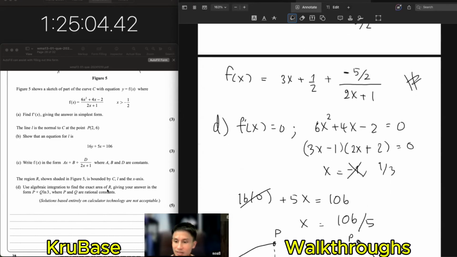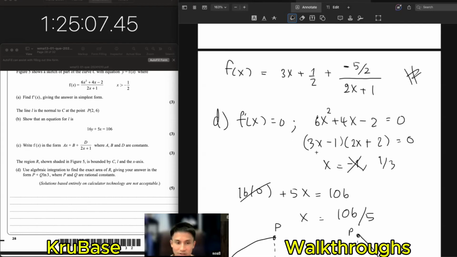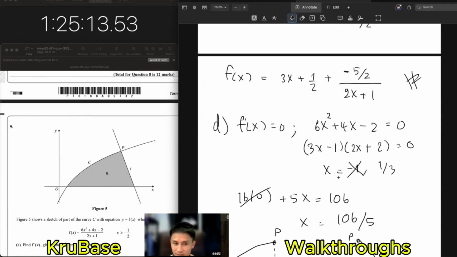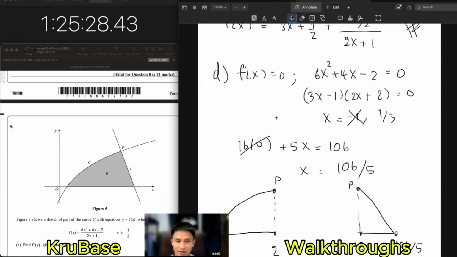And then D, use algebraic integration. Yeah. So we're gonna integrate the curve part. The curve part we need. So what did we do here? We set that equals 0 because we want to find the x-intercept, and we got a third of that. Just checking the quadratic expansion again. I still got the same thing. So that is it. A third there.